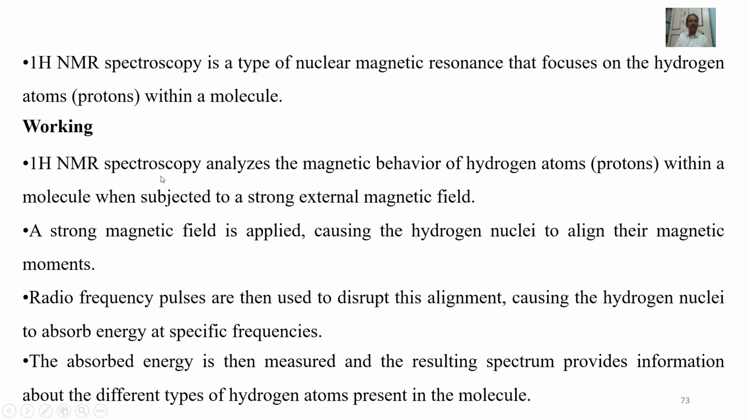Proton NMR spectroscopy analyzes the magnetic behavior of hydrogen atoms, that is protons, within a molecule when subjected to a strong external magnetic field. A strong magnetic field is applied, causing the hydrogen nuclei to align their magnetic moments. Radio frequency pulses are then used to disrupt this alignment, causing the hydrogen nuclei to absorb energy at specific frequencies. The absorbed energy is then measured, and the resulting spectrum provides information about the different types of hydrogen atoms present in the molecule.